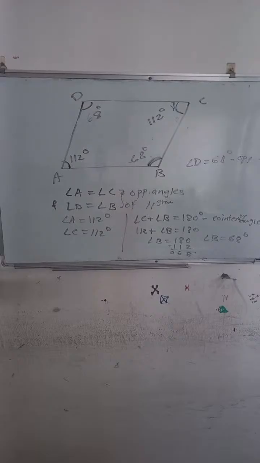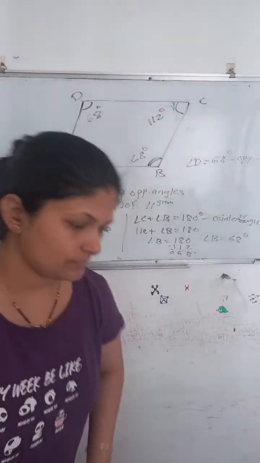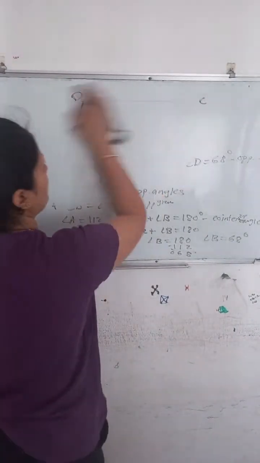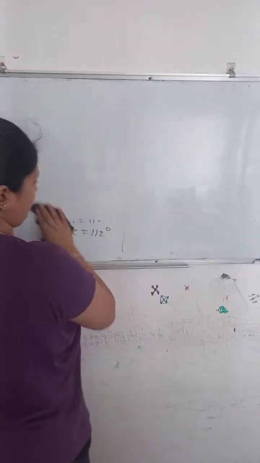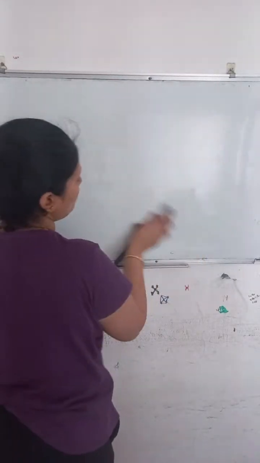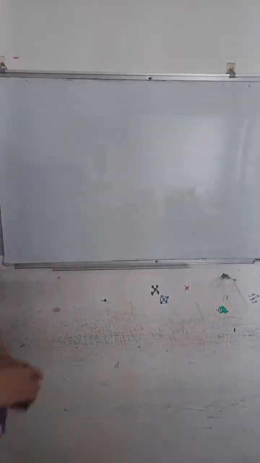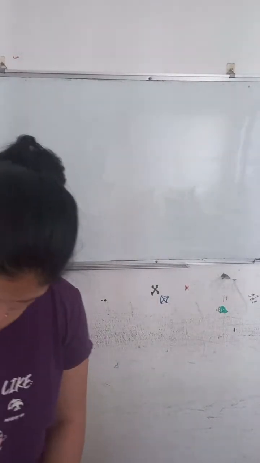Okay, everyone copied this. Then write down the next question. Find the unknown value of y. Okay, and the diagram is given.